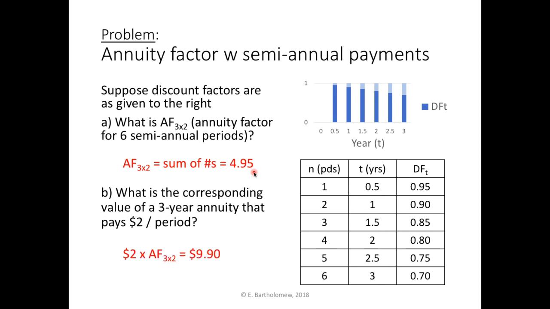Or $9.90. Notice that's a little bit more than the value we got in the previous problem, which was having annual payments of $4. Here we're getting semi-annual payments of $2, and that's just reflecting the different discount factors, but more importantly that you're getting half of the payments a half a year sooner than you did in the other case.